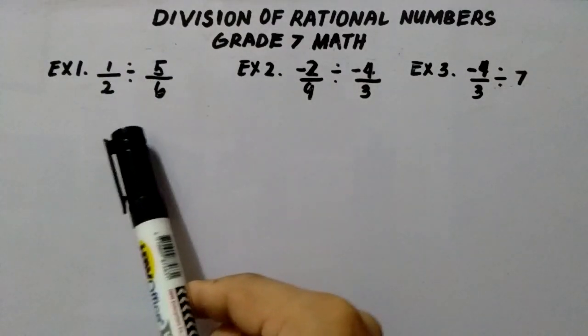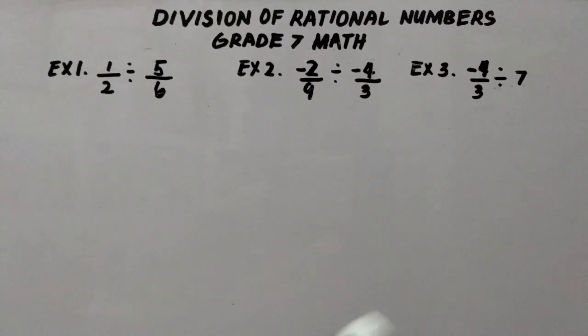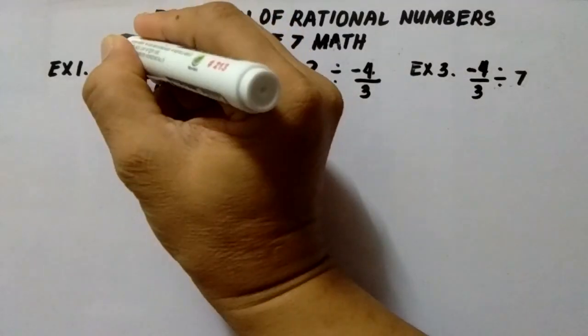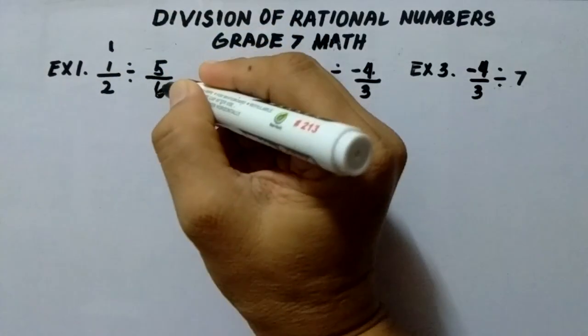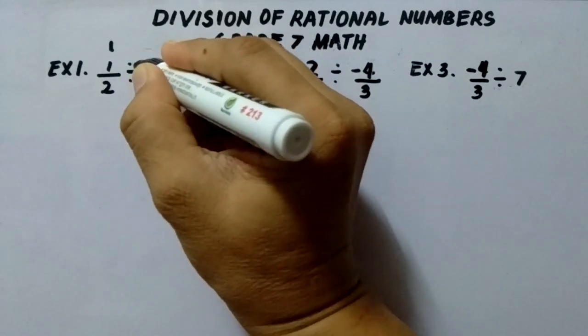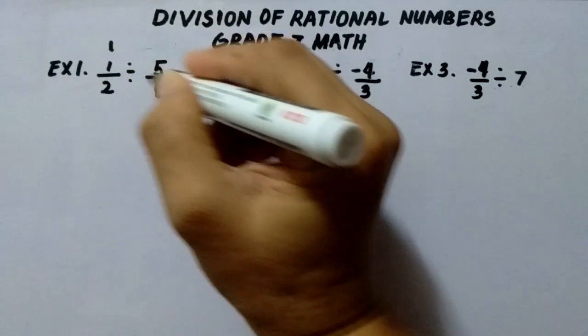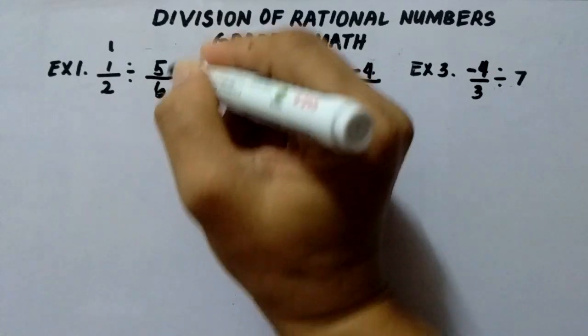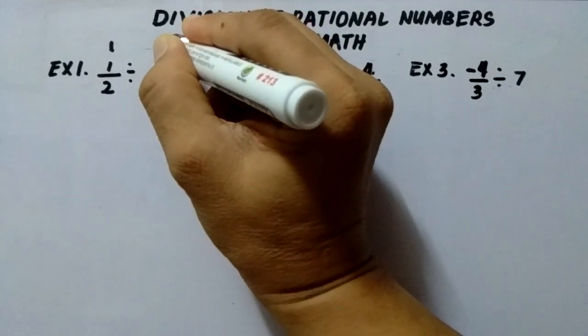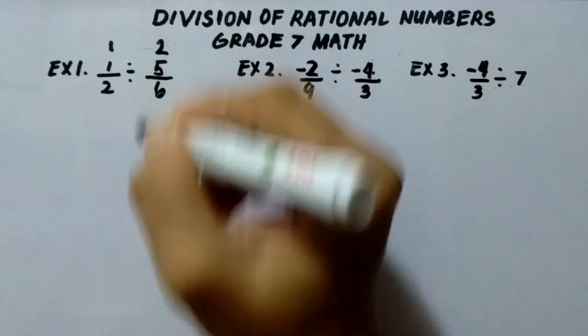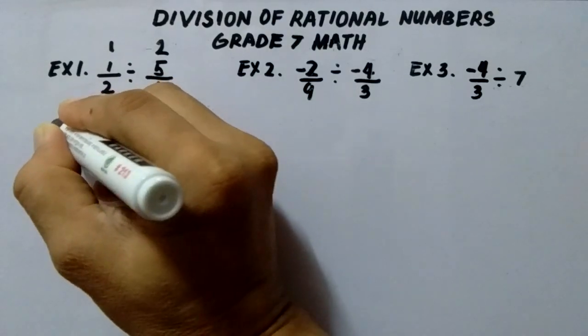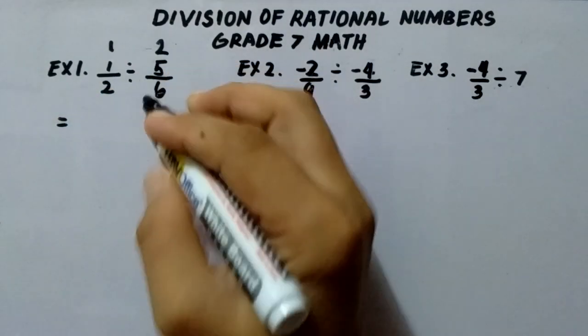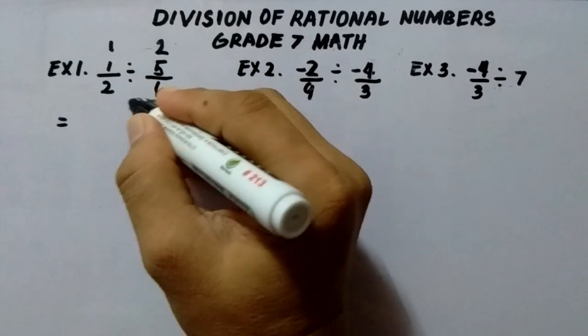So before we start the process, let's assume 1/2, the first fraction. Then this is the operation, which is division. Then 5 over 6, let's assume the second fraction. Okay, so equals. Okay, so let's start. So let's apply the first step.